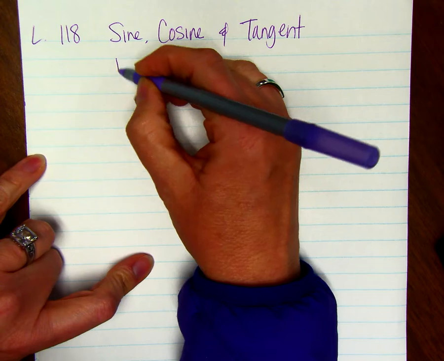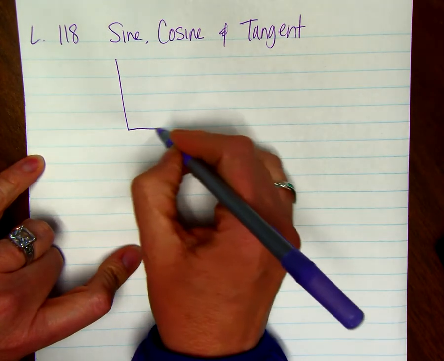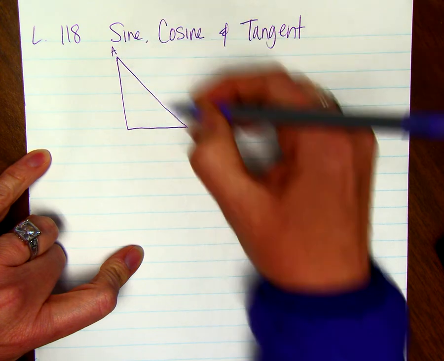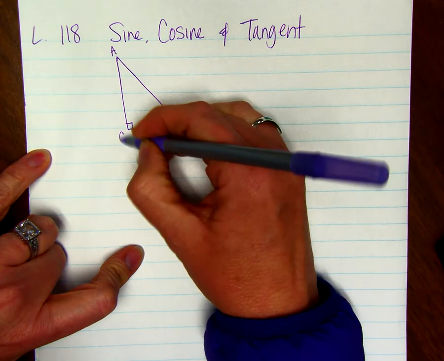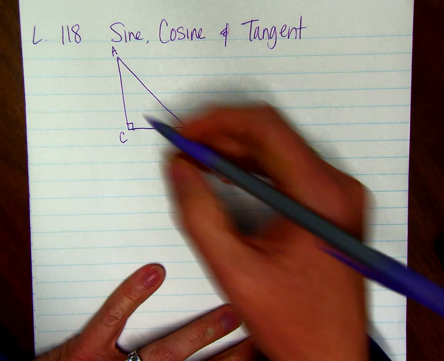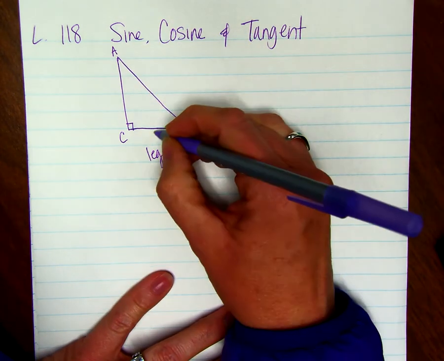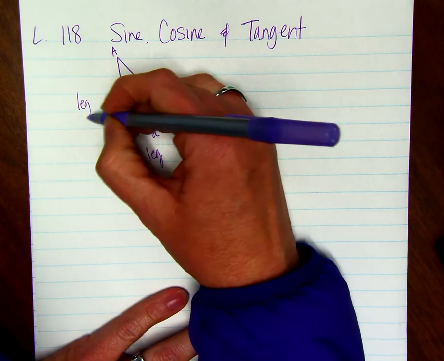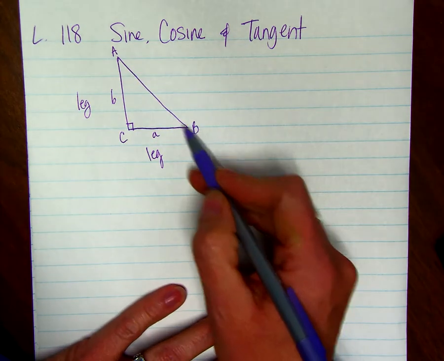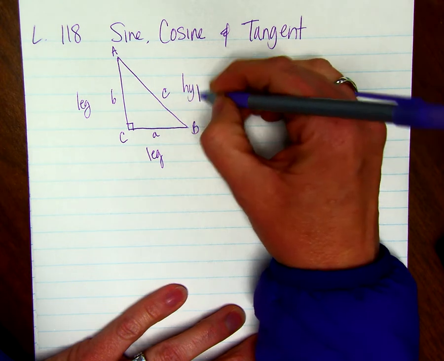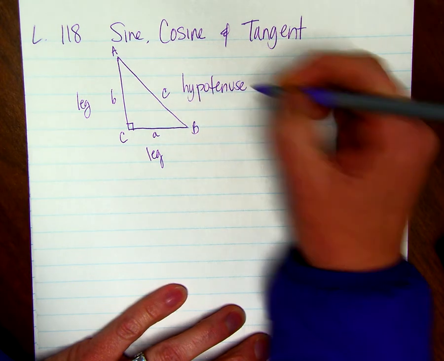If we have a triangle ABC, where C is the right angle, we can call the leg opposite angle A little baby a. The other leg would be little baby b because it's opposite B. And then the hypotenuse will be c.